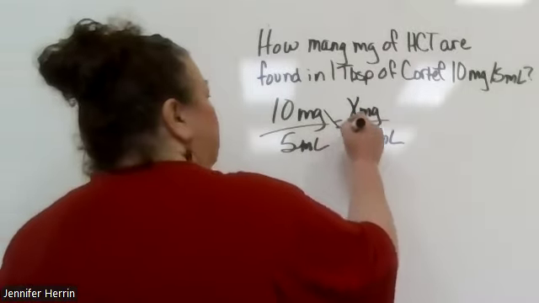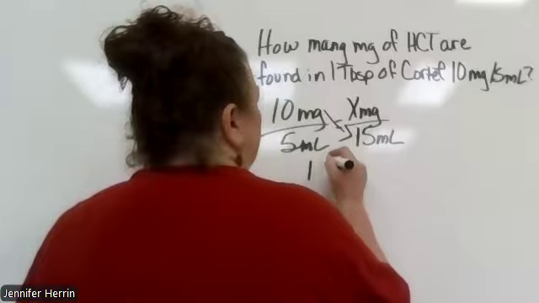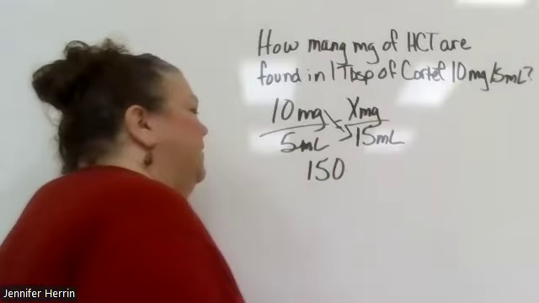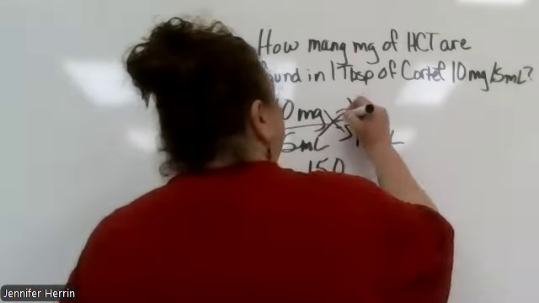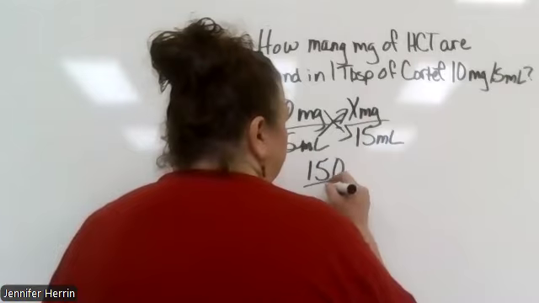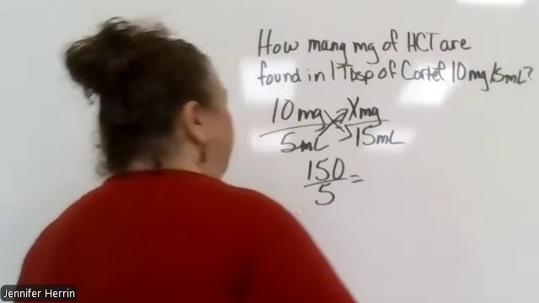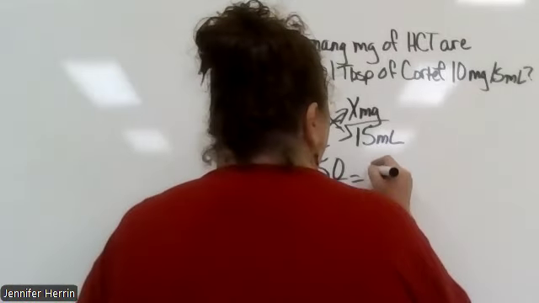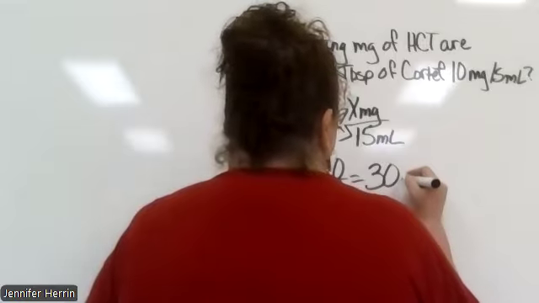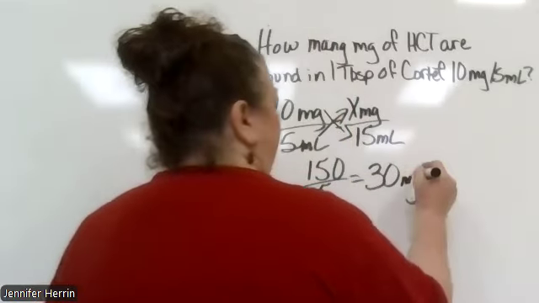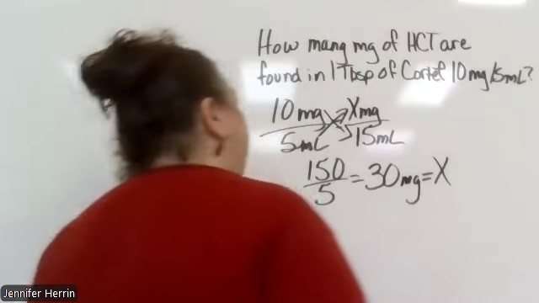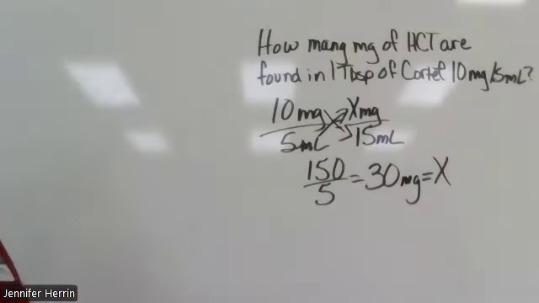Now we got 10 times 15, which gives us 150. And if I cross multiply the other direction, I'm going to get 5x, which means I'm going to have to divide this by 5. 5 goes into 150 30 times. So that is 30 milligrams.